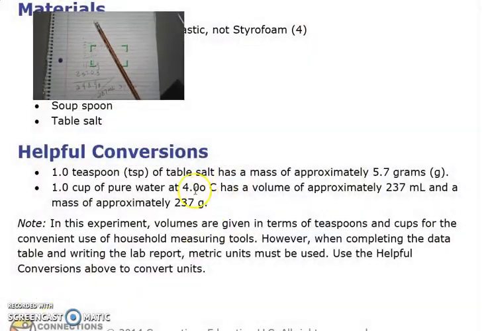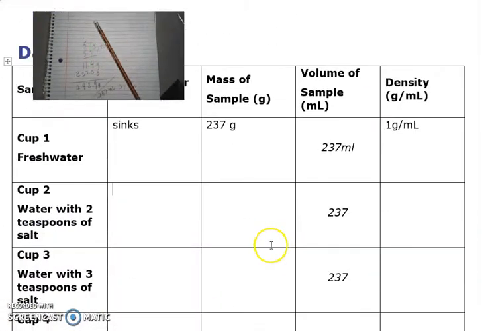So what you're doing right here is you take that new mass of 248.4 grams, divide it by the 237 milliliters to get your new density. And you're going to record whether it floats or sinks.